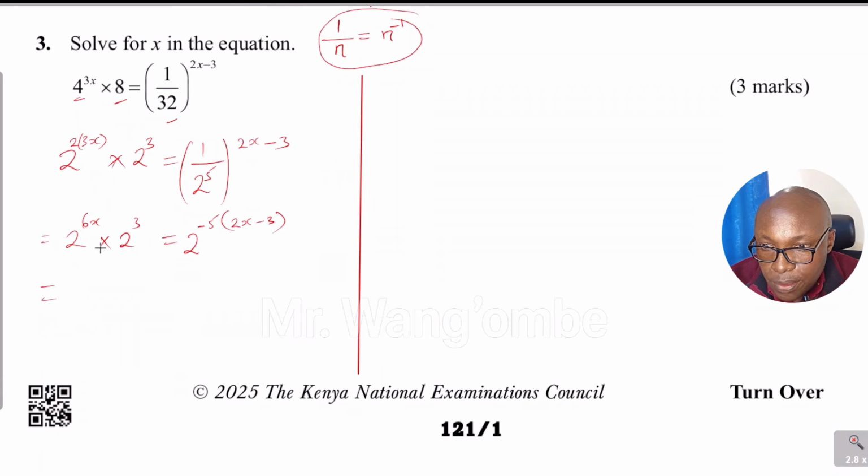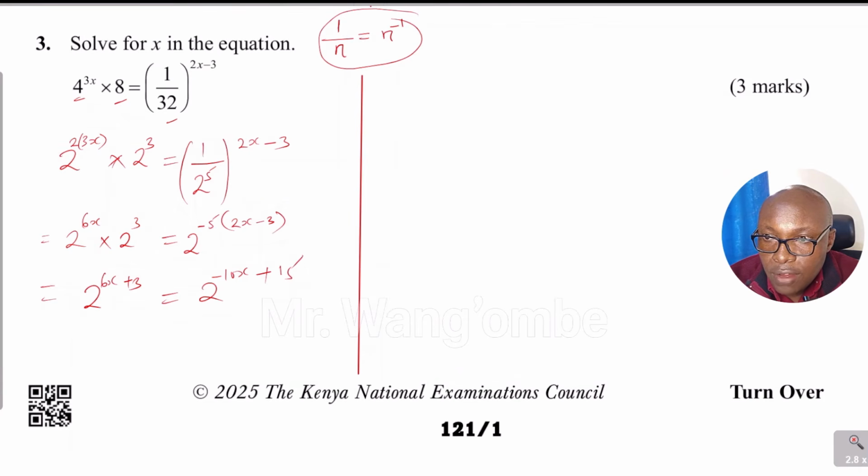So now I can simplify this part using the law of indices for multiplication. So 2 to the power 6x times 2 to the power 3, we are going to add the powers. 6x plus 3 is equals to, so this is a 2, and then negative 5 times 2 will give negative 10x, and then negative 5 times 3, this will be negative 5 plus 15, like that.